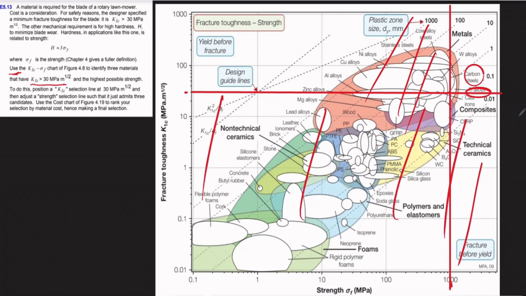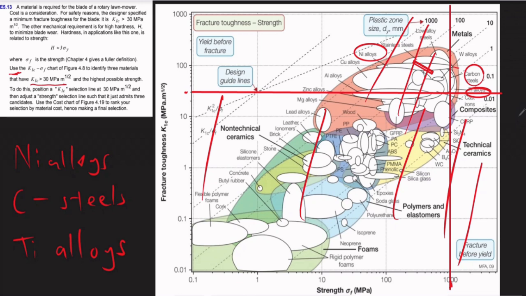You can see here there is a small part of this big bubble over here. And which material is this? Nickel alloys. So we have three materials, which are nickel alloys, the next one is carbon steels, and the last one is titanium alloys.